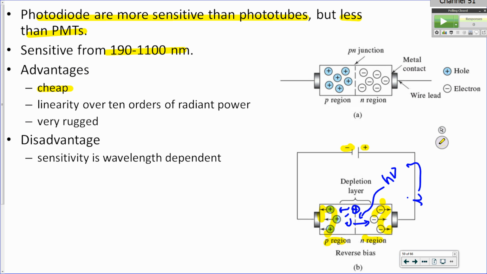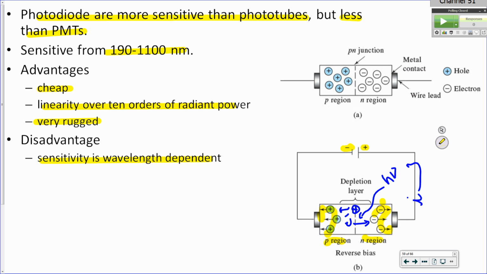They're very linear over a wide range of radiant power, 10 orders of magnitude, which is wonderful when you can get that wide. They're tough as nails. I mean, you literally have to break one for it not to work. The disadvantage is that every time you change the wavelength, you've got to recalibrate it. Okay, so they're very wavelength sensitive.